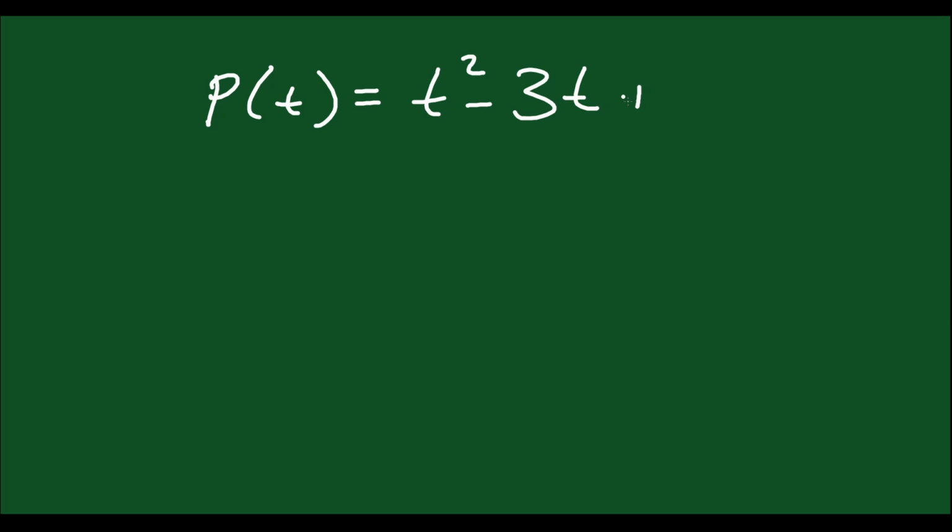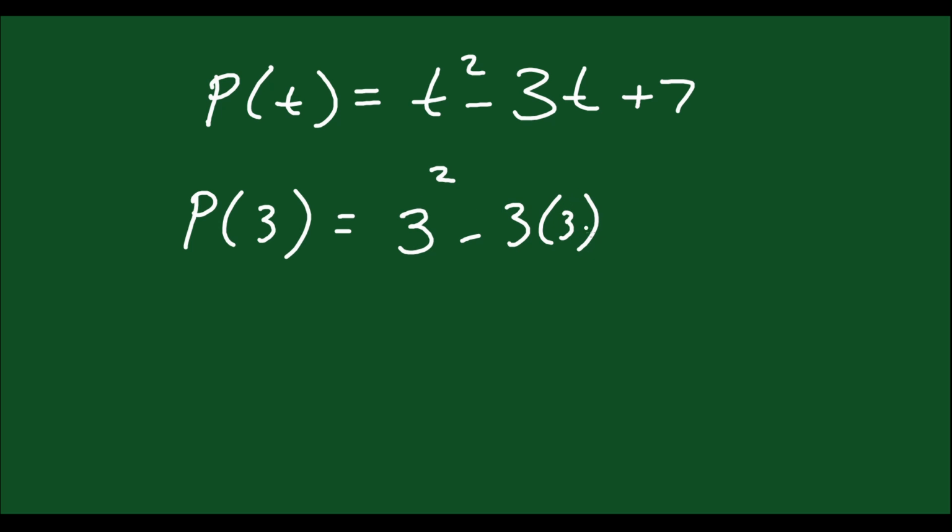Okay, let's do another example here. Let's say you're given p at t is equal to t squared minus 3t plus 7. And let's say you want to find what p at 3 is equal to. Well, for that, all you would do is plug in 3 for t, so 3 squared minus 3 times 3 plus 7. 3 squared is 9, 3 times 3 is 9, so when you subtract those, they cancel, and you're just left with 7 as your final answer.